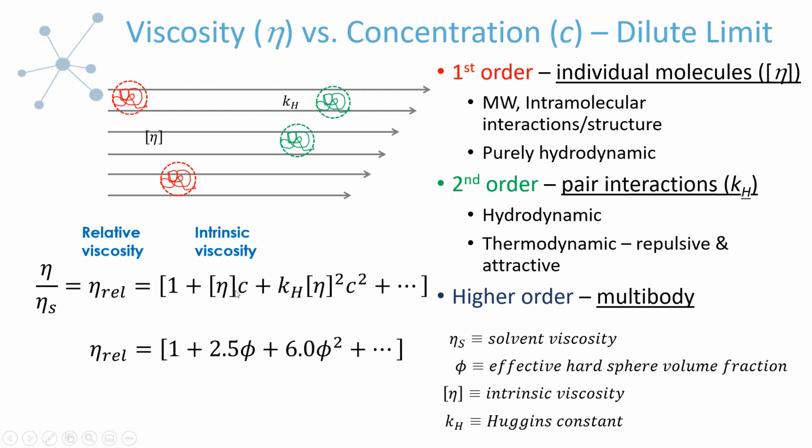And the virial expansion then, as I said, is the expansion in the power series of either concentration or effective volume fraction. And concentration here is C. And now we see the emergence of the intrinsic viscosity. So the intrinsic viscosity is just the first order term in this series expansion.